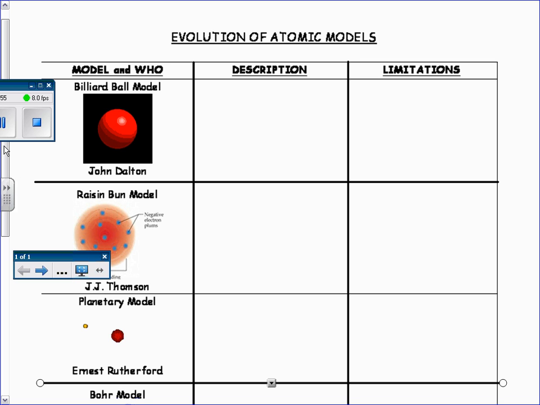Okay, so the billiard ball model was John Dalton, and it said that the atom was the smallest. You couldn't break an atom down any more than just the atom. So basically, you can't break an atom down into anything smaller, or another way of saying that is that there's no internal or external features.